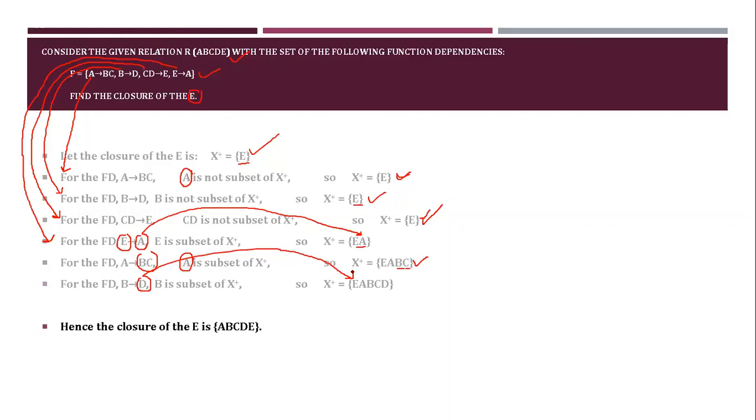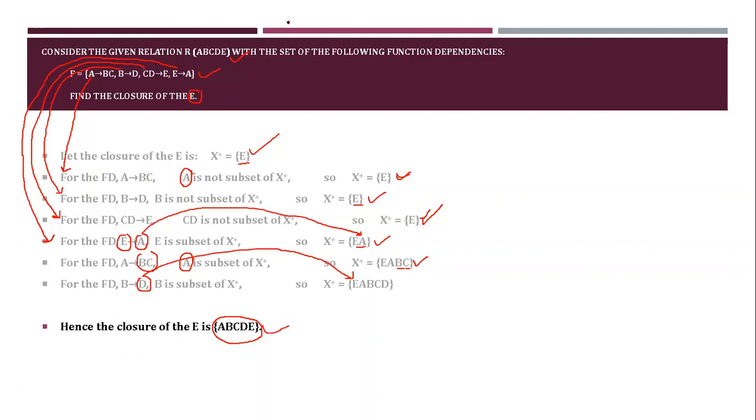See, not necessarily is the closure of an attribute always the whole relation R, not necessarily always. In some cases, maybe the closure of a set of particular attributes is not the whole relation R. But here, after the completion of the last FD, E determines A, we see EA is there and A determines BC in the first FD. So after repetition, we can add more attributes over here. So the closure of E is A, B, C, D, right?